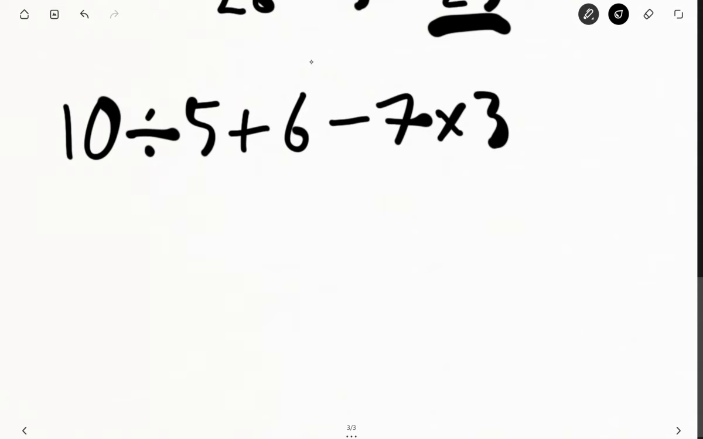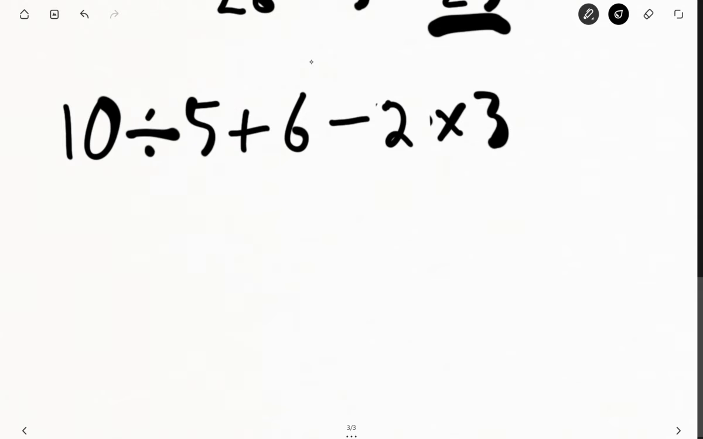times 3. That's going to be a negative number. We're going to change that a little bit. Minus 2 times 3. We'll keep it small. So we're going to do this one at a time.